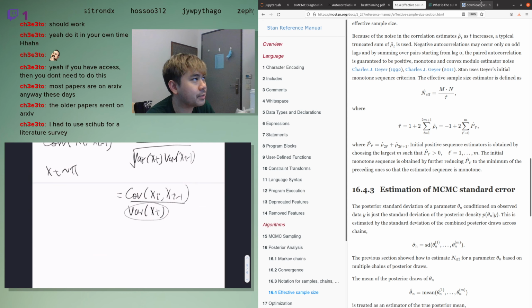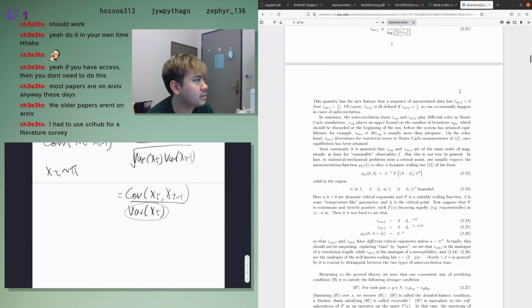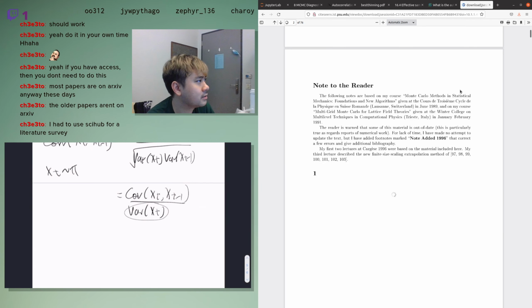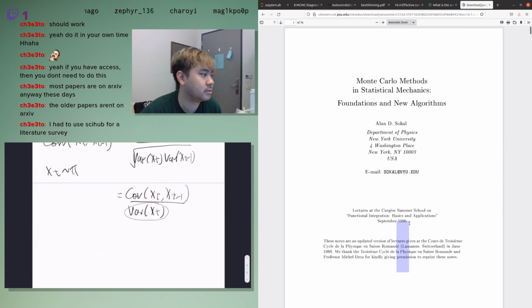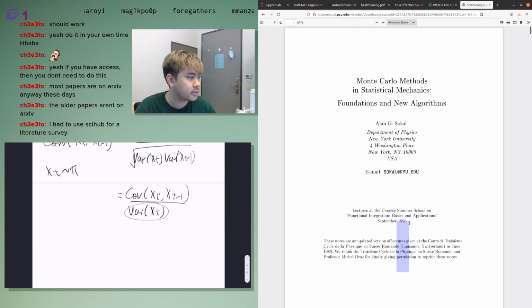Like right now, this paper I'm reading is super old. This is 1996. Quite old. Yeah, and I've read older. I had to use Sci-Hub for a literature survey. Right, nice. Google Scholar is pretty useful too. That's how I find most of my citations actually.